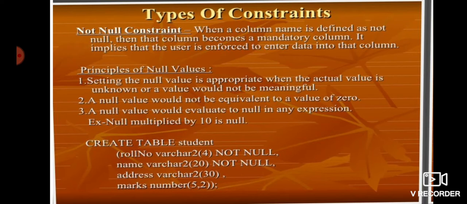First type is not null constraint. When a column name is defined as not null, then that column becomes a mandatory column. So when the database administrator defines a particular column with the not null constraint, it becomes a mandatory column, and hence the user has to necessarily write data into that column. So when a column becomes mandatory by applying the not null constraint, the user is enforced to enter data into that column.